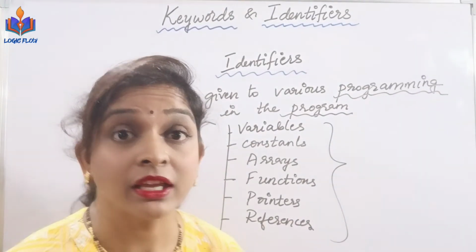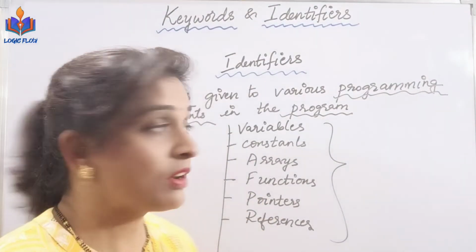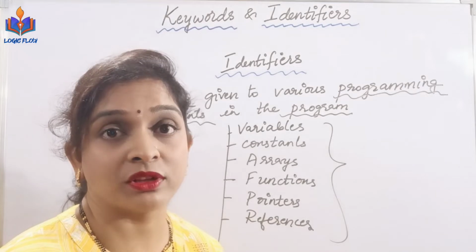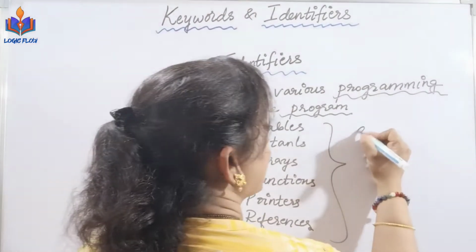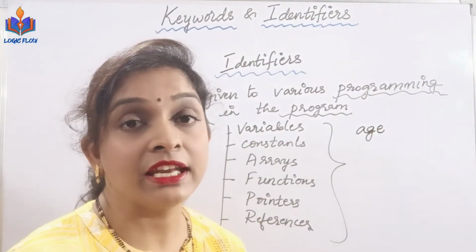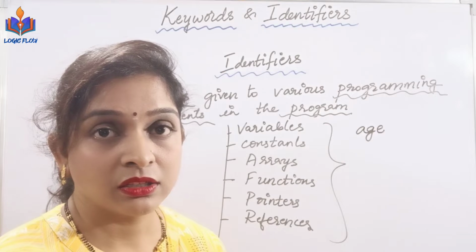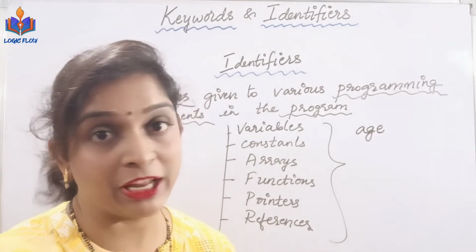How do we identify? We are going to provide a name for it. So when I say I want to create a variable to store the age of a person, I can just have the variable name as age. So this is how I am going to name the variable. When I create a variable, the memory will be allocated for it depending on its data type.